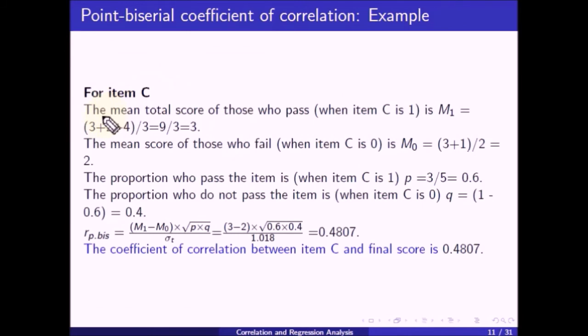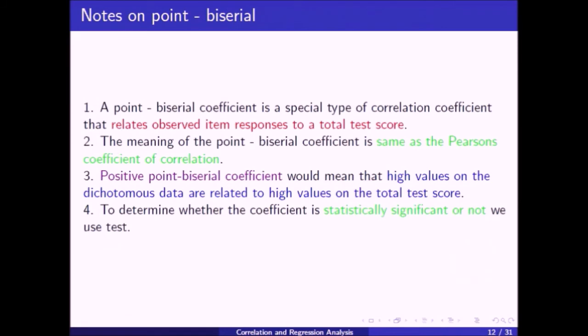Now for item C, the mean total score of those who pass, that means when C is equal to 1, M1 is equal to 3 and M0 is equal to 2, P is equal to 0.6, Q is equal to 1 minus 0.6, that is 0.4. If you put all the values, you get 3 minus 2 into square root of 0.6 into 0.4 divided by 1.018, so the answer is 0.4807. So the coefficient of correlation between item C and the final score is 0.4807.